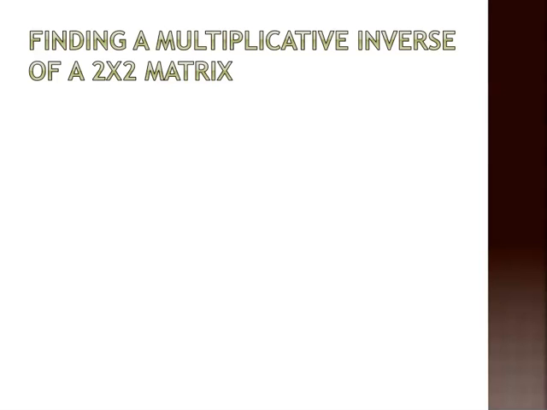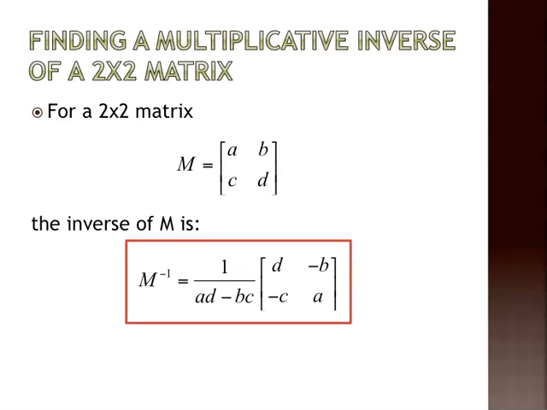So we're going to start simple and start with a 2 by 2 matrix. Say you have this matrix here, M, and the elements inside it are A, B, C, and D. The inverse of M is going to be equal to this. First you have a fraction on the outside, 1 over AD minus BC. This AD minus BC in the denominator is what we call the determinant.